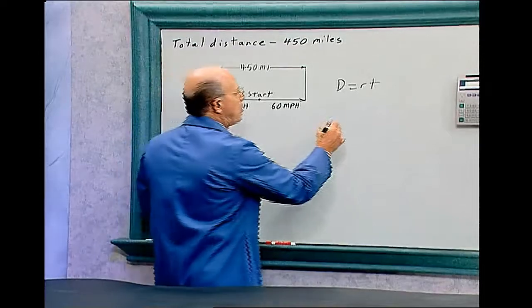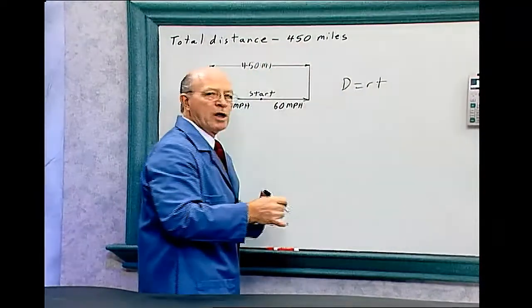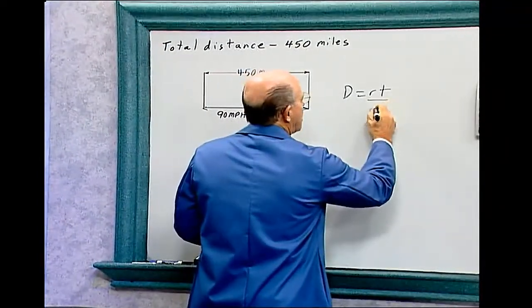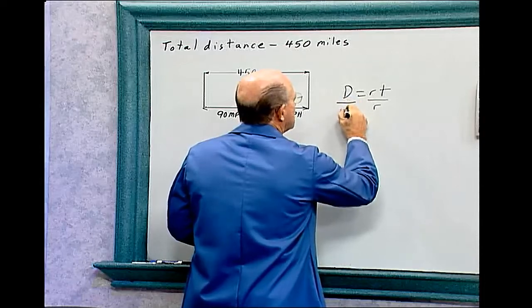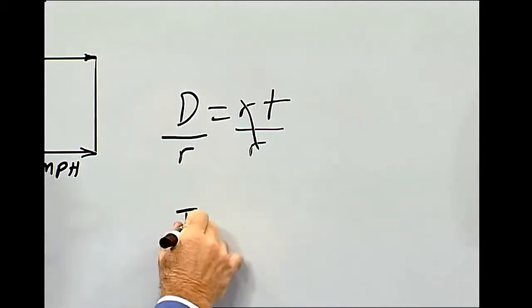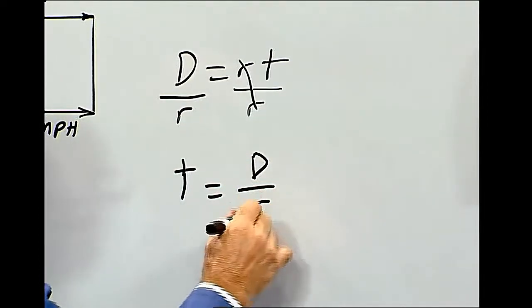So let's look at this formula. Distance equals rate times time. And so what we want to find out is time. So let's divide each side by r, by the rate. And this will cancel out. So t equals distance over rate.